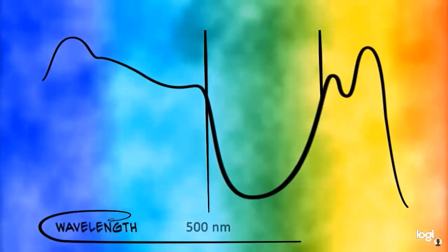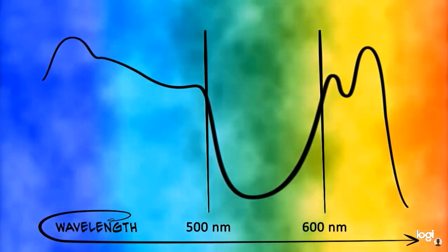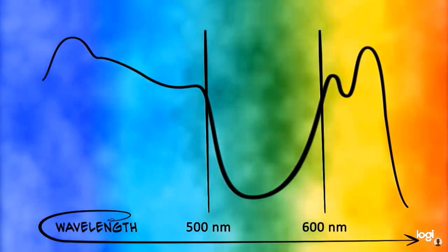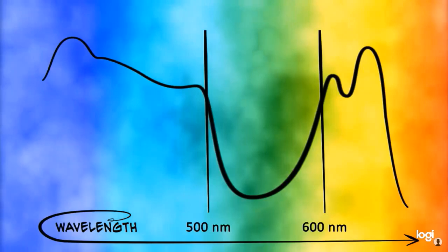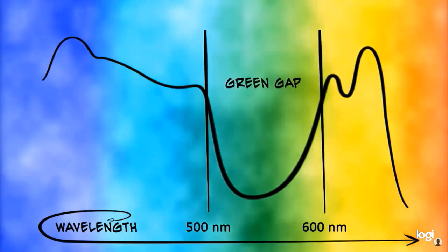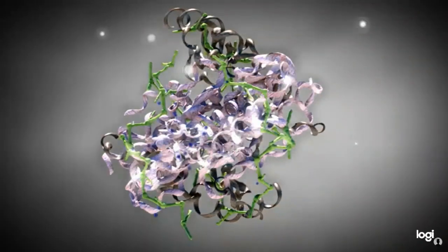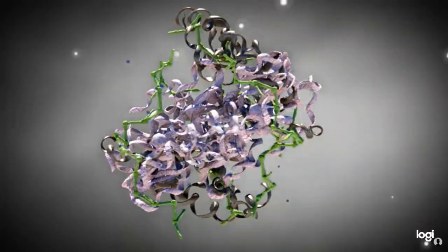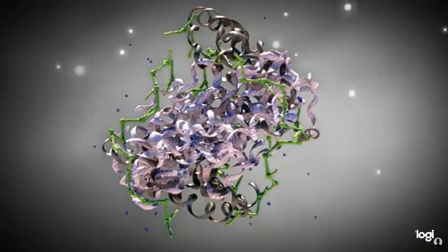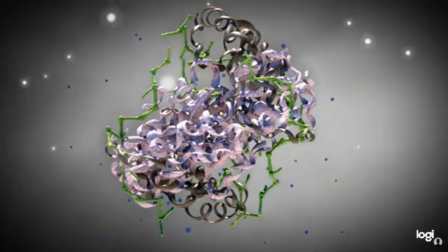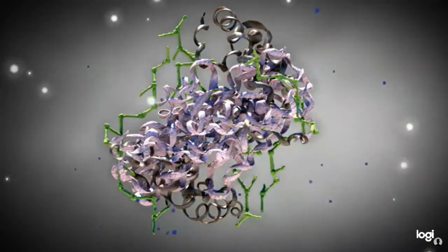This is the reason why plants are green, as light with a wavelength of about 500 to 600 isn't absorbed but reflected. This is called green gap. The energy of the photons causes the chlorophyll molecule to enter an excited state, and electrons are ejected from the molecule. As a consequence, the molecule is charged positively.